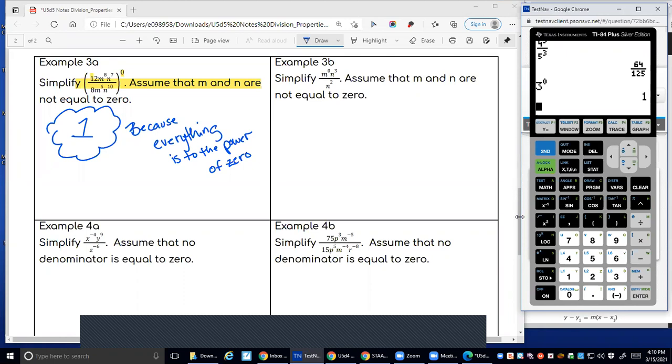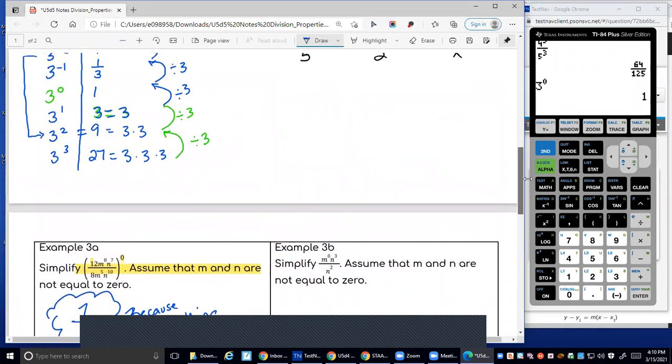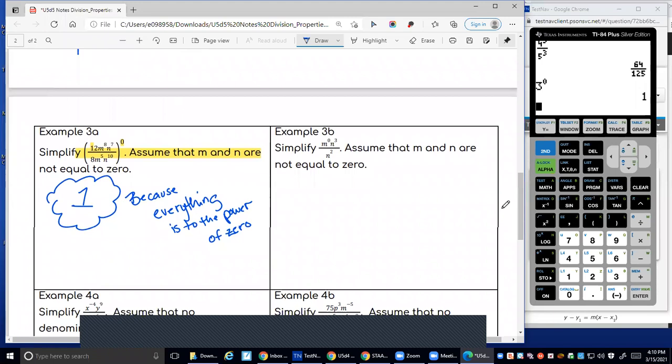But the reason, when we were doing that table, let's see if I can find it. There's the table. See how when we move backwards, we're dividing by 3? So essentially, anything to the power of 0 is 1 because you are dividing by the base itself. Anything divided by itself is 1. And so that's why anything to the power of 0 is 1. Question? And that would work for any number. If I did a table with 5s, that would work if we were dividing. Okay. Good question.